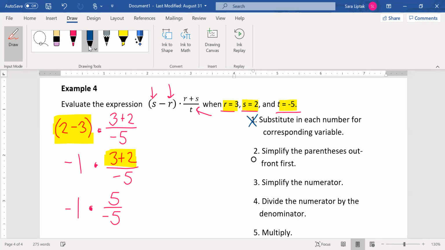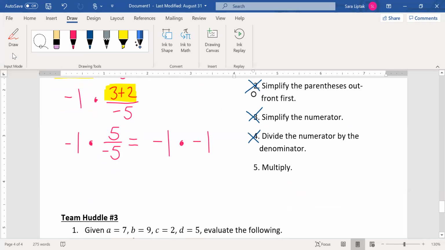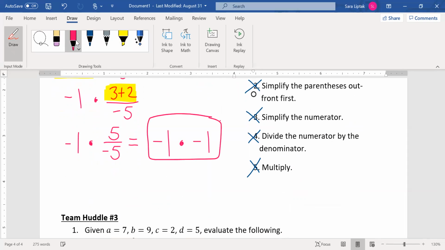So far we have done step 1, step 2, we've done step 3. Now time to do step 4. Divide the numerator by the denominator. So we're just simplifying that fraction. Negative 1 multiplied by, what is 5 divided by a negative 5? That is going to give me a negative 1. And our last step here is to multiply. A negative 1 multiplied by a negative 1 is going to give us an answer of positive 1 here. And 2 negatives canceled out because we were multiplying them together.